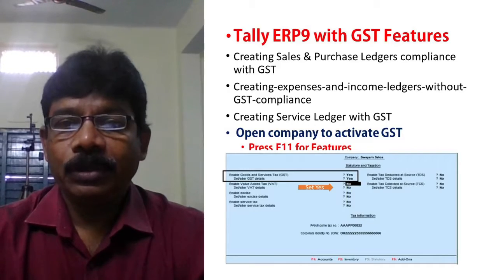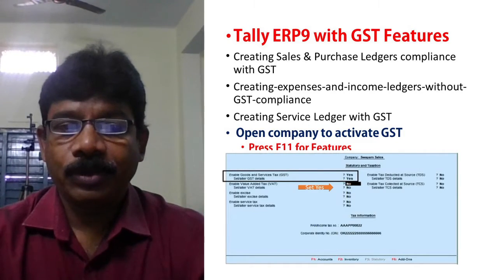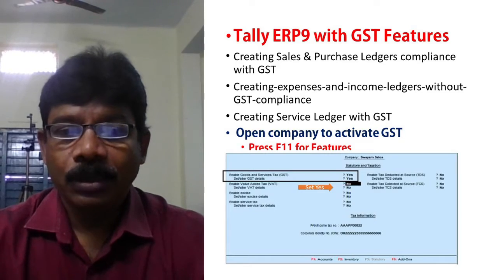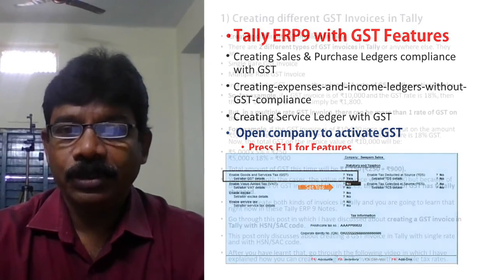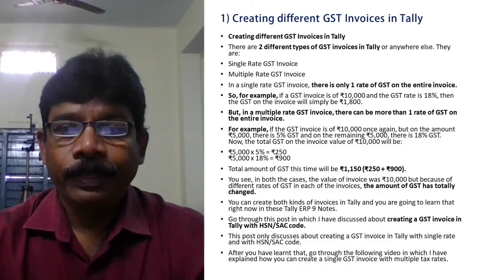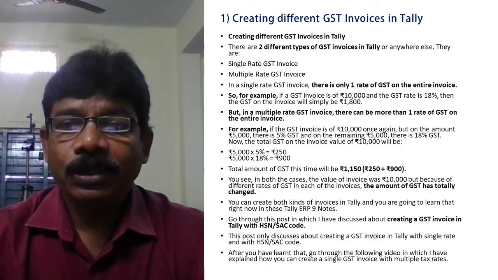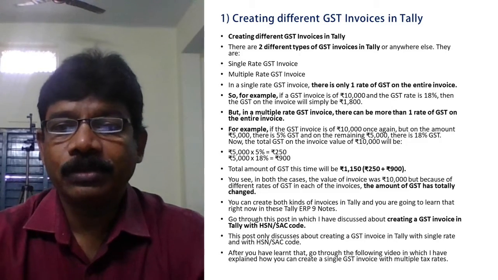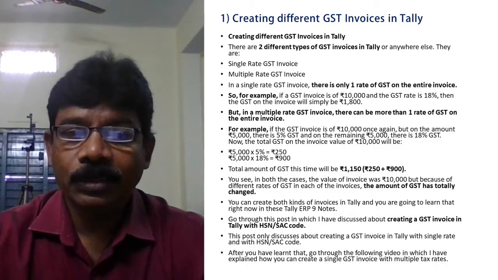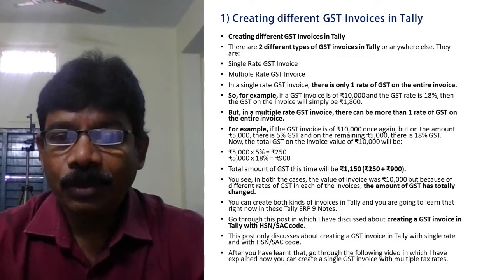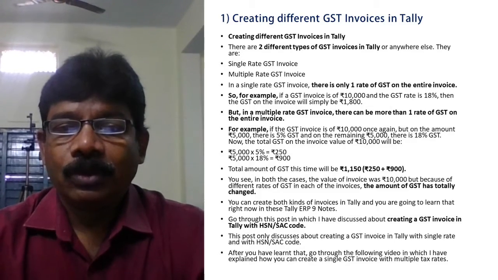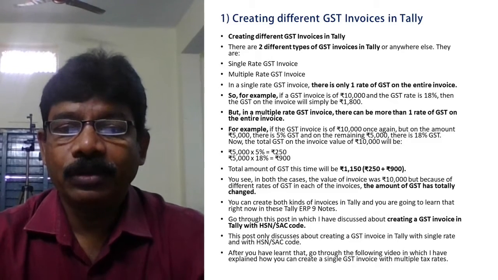So now coming to the tally. Earlier we discussed sales, purchase, ledgers creation, expenses creation, income creation, activation of tally itself. In this, we are going to discuss creating different GST invoices in tally. Okay, 2 different types of GST invoice. Suppose one is 12%, other one is 18%. In one voucher, we have to calculate two goods which are sold for 2 different rates.